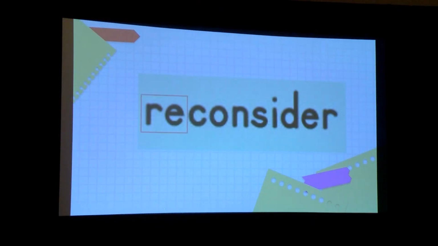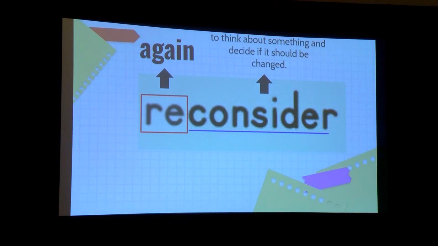So we're going to break it down. We're going to start with reconsider. We have already boxed our prefix re, and we identified the base word consider. So you'd write the definition is again, and then consider. If we consider something, we're thinking about something and deciding if it can be changed or deciding if it should be changed. So when we reconsider something, we are considering again or deciding if something should be changed again.